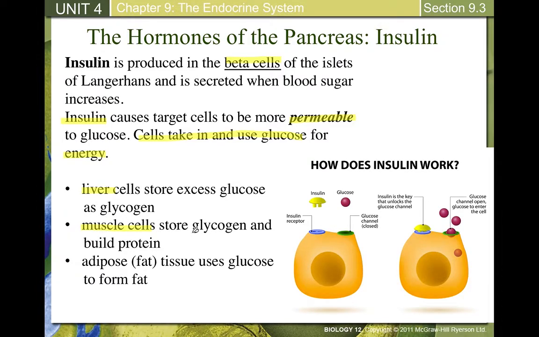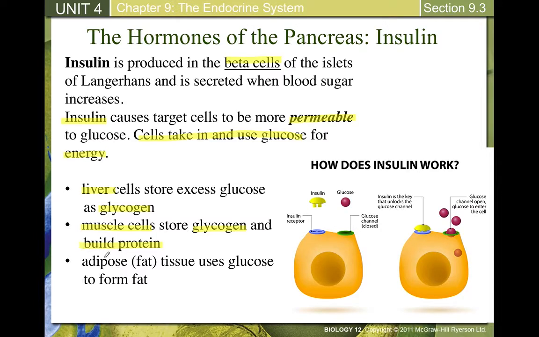Muscle cells also have the ability to take glucose and make glycogen. Right, so both liver and muscle cells can do that. Liver can store much more glycogen. Muscle cells are just going to store a smaller amount of glycogen that they can use for fuel when they need it. Muscle cells can also take glucose and reconstruct it into some amino acids, which are then used to build some proteins. Okay, so a small amount of glucose will be used for that as well.